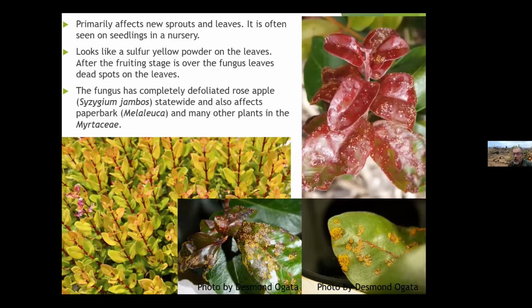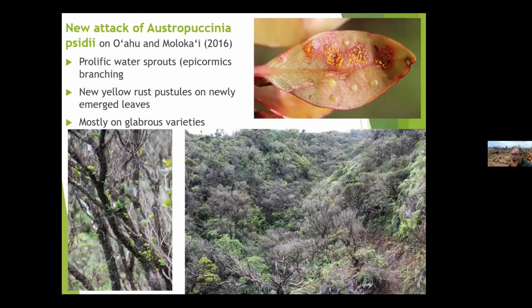It affects hundreds of species in the Myrtaceae, in the myrtle family. In Hawaii, mostly rose apple, significantly Java plum, significantly rhodamyrtus over there on Kauai, and paper bark. It hits paper bark. The strain we have here doesn't seem to be hitting our eucalyptus very much, whereas in other countries it's a pest of eucalyptus.